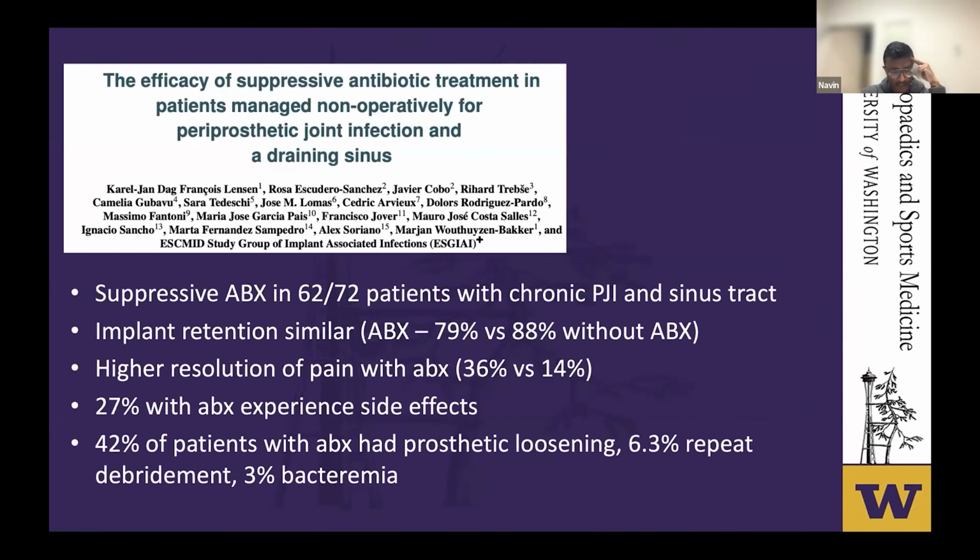There has subsequently been one paper that I could identify addressing this question out of Spain, published in 2021. 62 out of 72 identified patients were treated with chronic antibiotic suppression. They identified that implant retention was similar in both groups at approximately 80%. Patients on antibiotics had a statistically higher resolution of pain, although almost 30% of those patients experienced some side effects. Despite implant retention, nearly half of those patients had evidence of prosthetic loosening. So ultimately, it's hard to draw meaningful conclusions from this study, but it appears there may be some role for antibiotics with respect to reduction of pain in patients with chronic infections, but it may not prevent future complications.